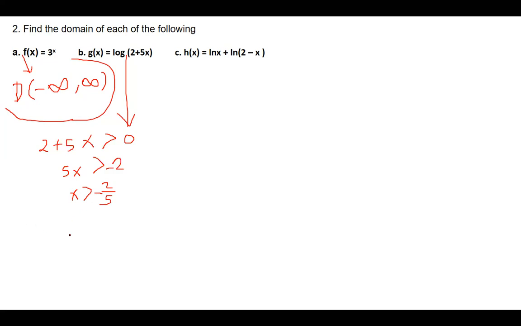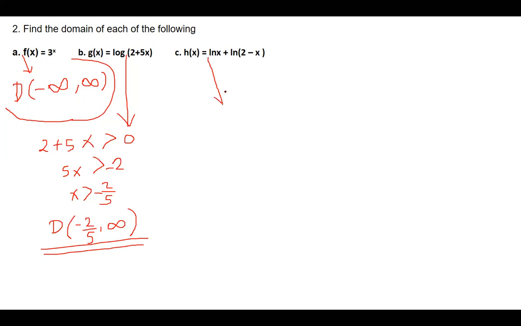So the domain will now be equal to, let us take this into interval notation. The domain, let me just write D, will now be equal to from negative 2 over 5 to positive infinity. So this is the domain for the second question.